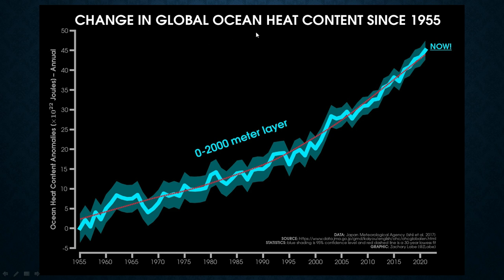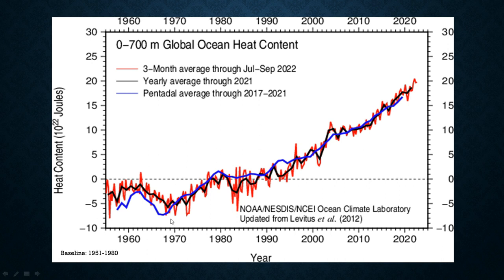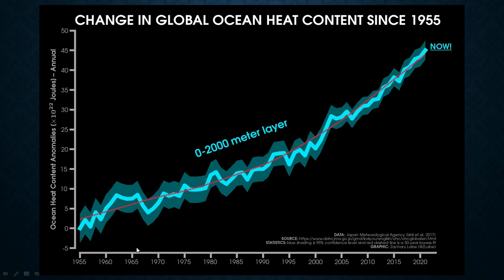The change in the global ocean heat content since 1955. So where these were looking at the baseline comparison, now we're just calculating the overall change in the heat content. Again, 0 to 2,000 meters down. So this is now anomalies, so it's not total. Again, 10 times 22 joules. It's annual.